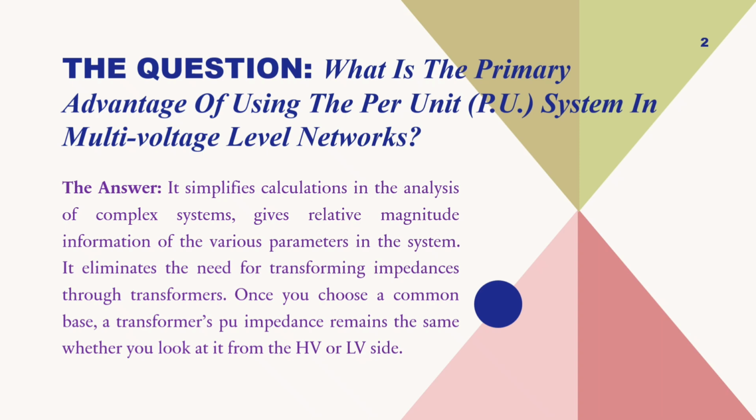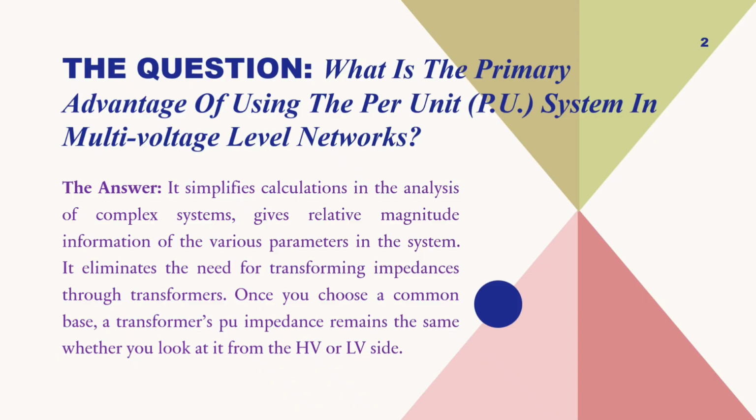And next, it gives a relative magnitude information of the various parameters in the system. If you are looking at the various parameters like voltage, current, impedance, or power ratings of the various components that you are using in the system, per unit system helps to give you a relative magnitude information of those quantities.